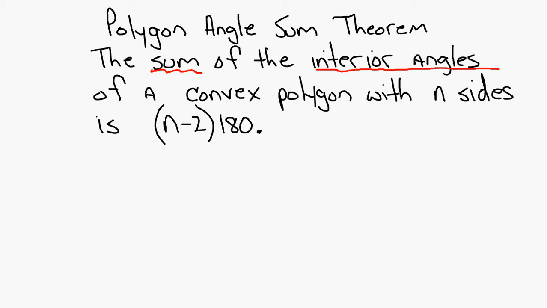A perfect example of this would be, what's the sum of the angles of a triangle? It's 180, right? How many sides does it have? 3. So if you took 3 minus 2 and you multiplied it by 180, what would that equal? 180. Okay? 180 degrees. 3 minus 2 is 1. 1 times 180 is 180. So the sum of the interior angles of a polygon with 3 sides is 180. Okay?